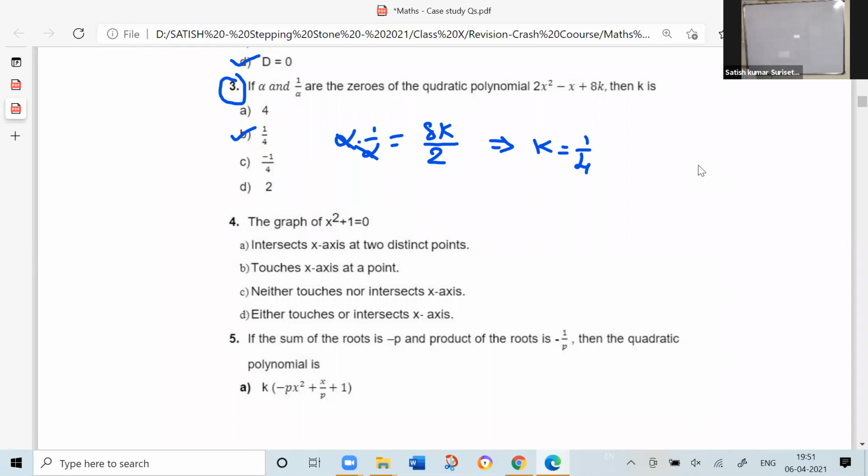Check the next one. Now this is a typical question. You have to understand it properly. The graph of x square plus 1 equal to 0. Observe the options. Intersect x-axis at two distinct points. Touches x-axis at a point. Neither touches nor intersects the x-axis. Either touches or intersects the x-axis.